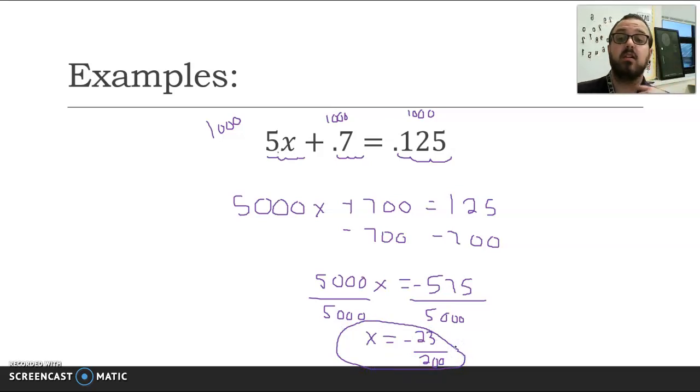So, basically, if you have decimals to begin with in your problem, to clear them out, you're going to multiply by the smallest decimal place you see, whether that's the tenths, the hundredths, the thousandths, and so on and so forth. Effectively, you're going to be moving all your decimal places in your equation over that many times, and then you can solve your equation from there, okay?